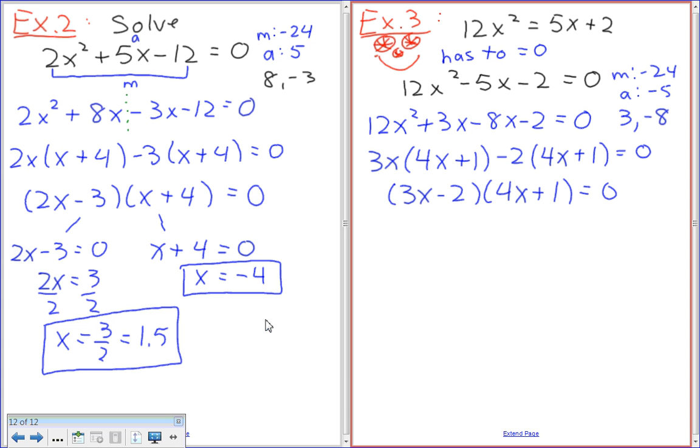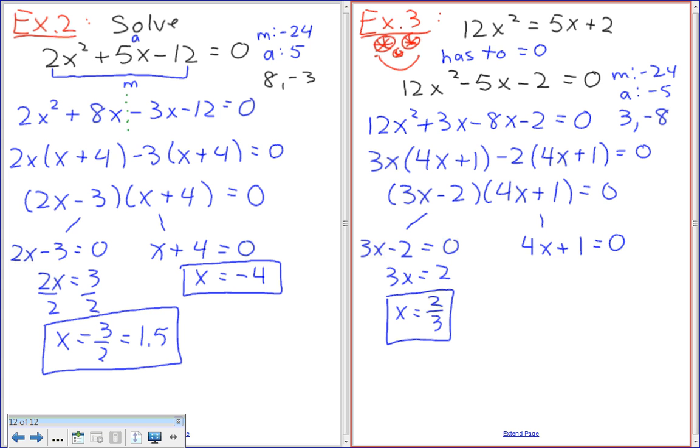Luke, next step here is going to be what? Okay, you want to do the left one for me? 3x minus 2 equals 0. 3x equals 2. X equals 2 over 3. Oh, that's great. Excellent. Good. Great. Tremendous. Holly, can you do the right bracket for me, please? 4x plus 1 equals 0. 4x.